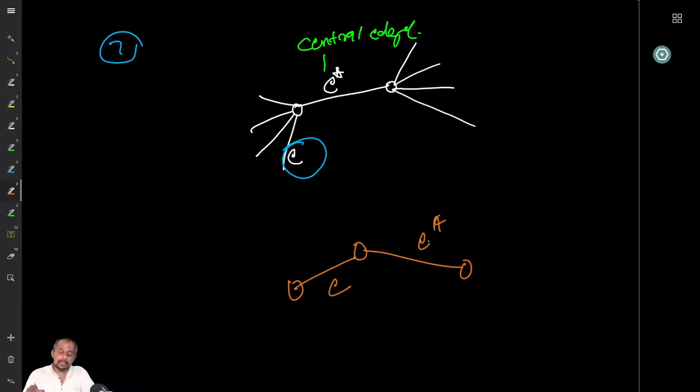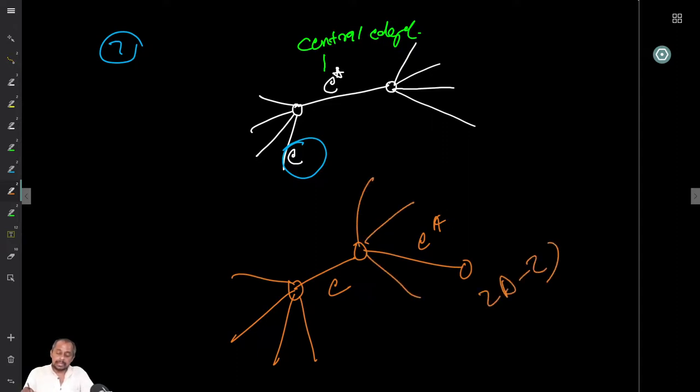How many ways can I choose E star? Well, E star must of course be incident with E. That's how we define S1 and S2, with respect to E star. So therefore, it can be any of these 2 delta minus 2 edges, at most this many. One of these can be chosen as the central edge. Let me choose this one. This is a central edge. So I can choose my central edge E star in 2 delta minus 2 ways.